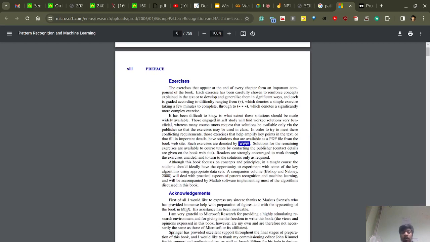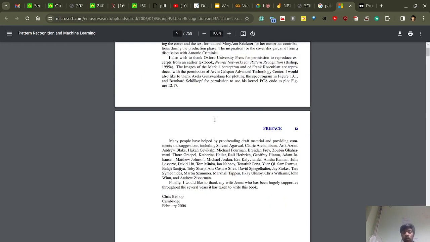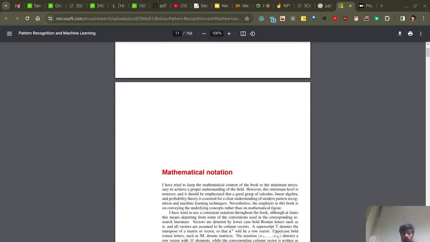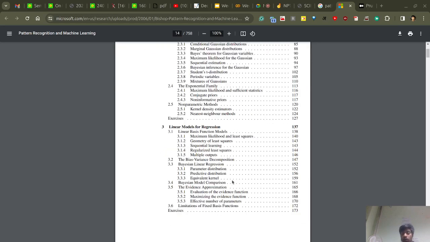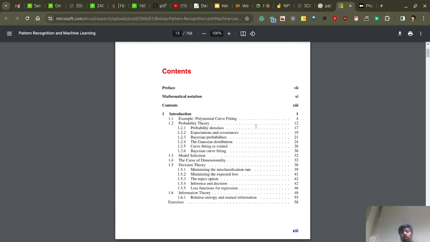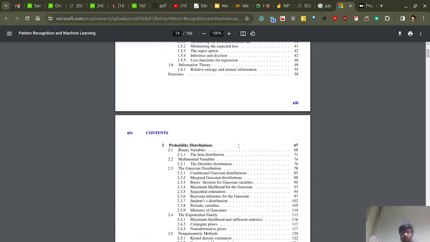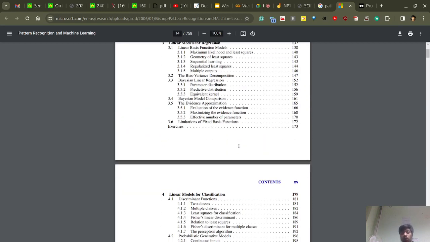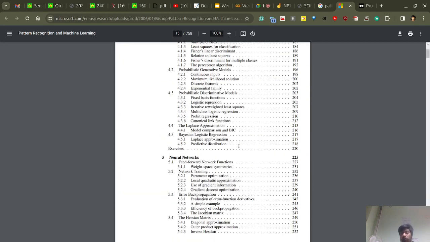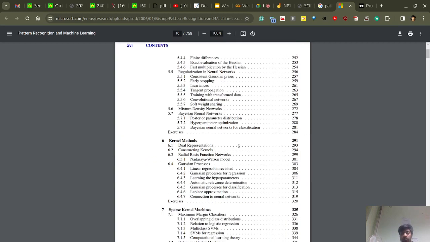Small doubts I can obviously clear, but bigger topics are not possible to solve in the problem solving session because of time limitation. So you can follow this book. This book actually contains most of the things that are covered in the lectures, and it is much more detailed, so you can follow it to understand if you are having any doubts. Okay.